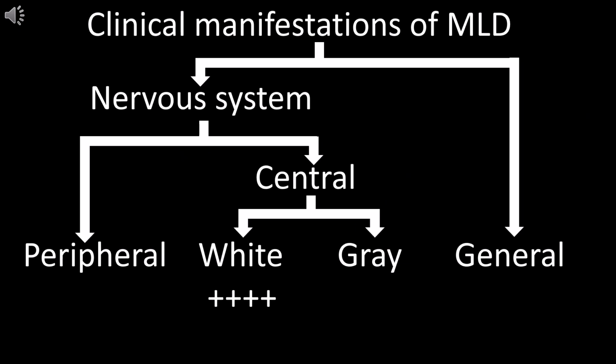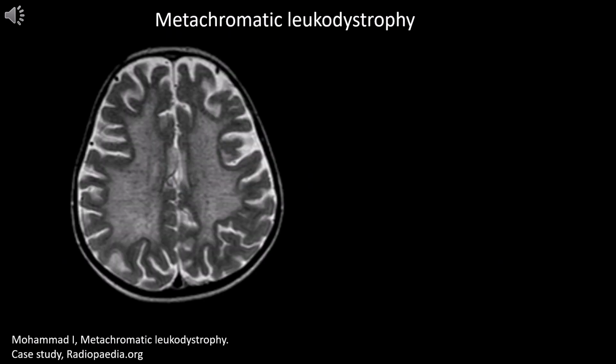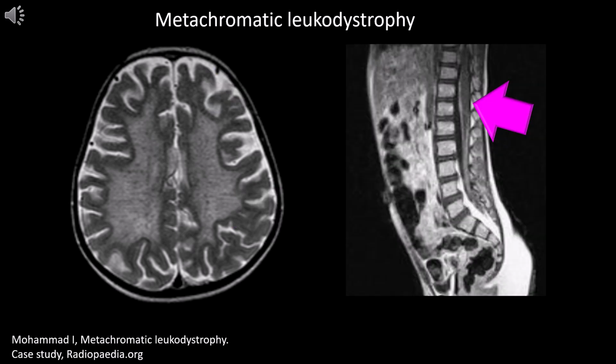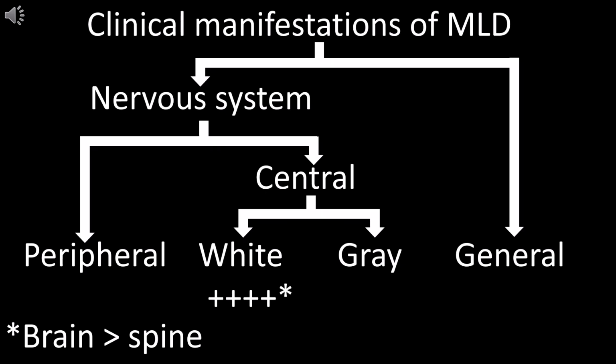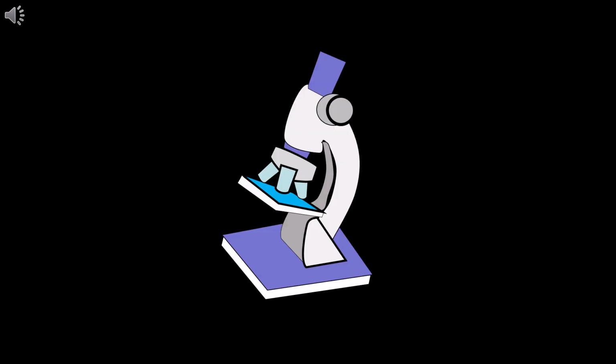Metachromatic leukodystrophy involves the white matter in the CNS, affecting the brain and, less often, the spine. This MRI shows significant white matter disease with sparing of the U fibers. As indicated, the spine may also be affected. In addition to the central nervous system white matter, and just as often, the peripheral nervous system shows signs of demyelination. Microscopic examination of the affected tissue displays a very characteristic finding, which led to the naming of this disease.